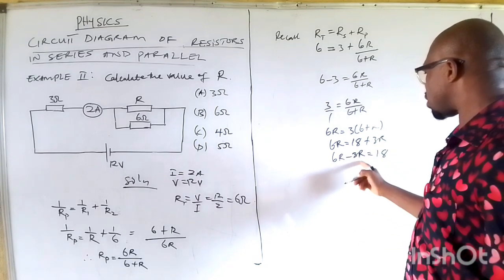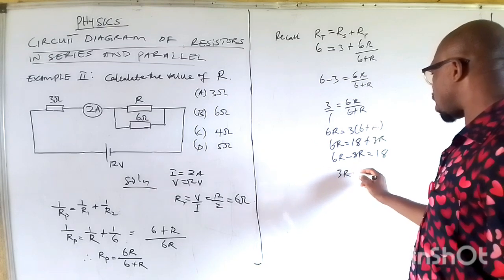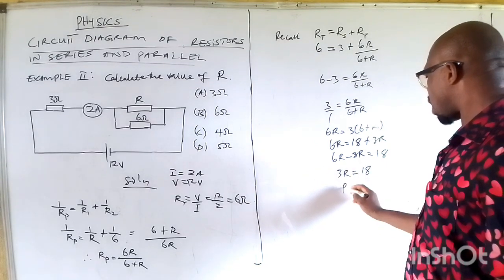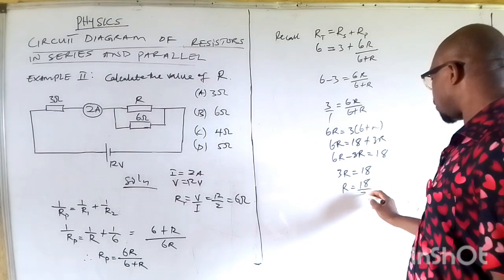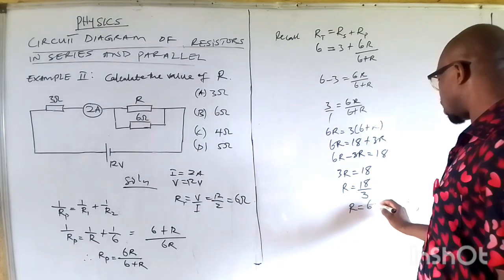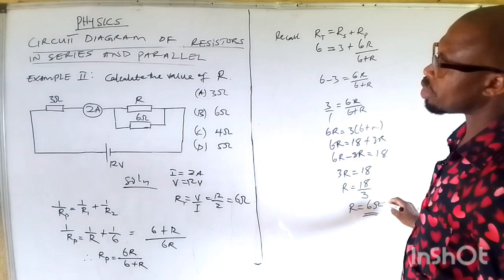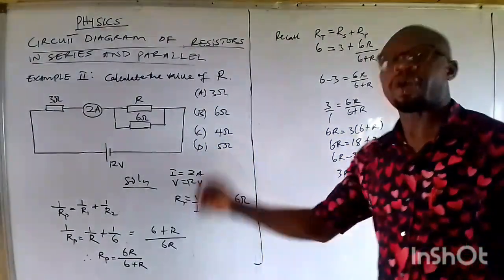Now 6R minus 3R will give us 3R equals 18. Therefore, R will give us 18 over 3. R is equal to 6 ohms. Option B. Okay.